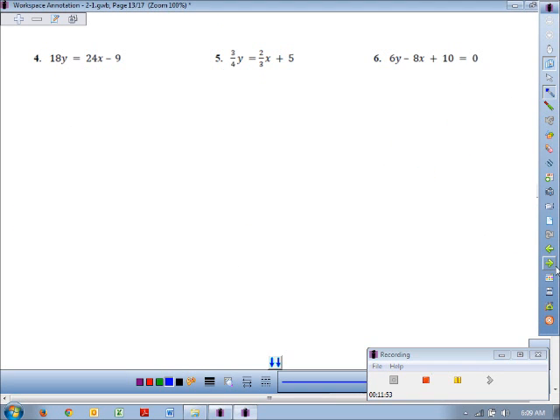So next guy, let's get it in the right order. X comes first, so we'll have -24x. And then plus 18y equals -9. A is not positive though, so you have 24x minus 18y equals 9, sorry about that.